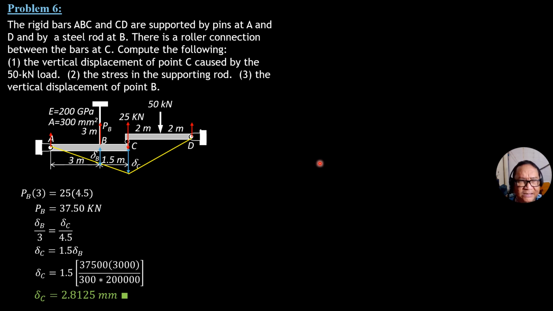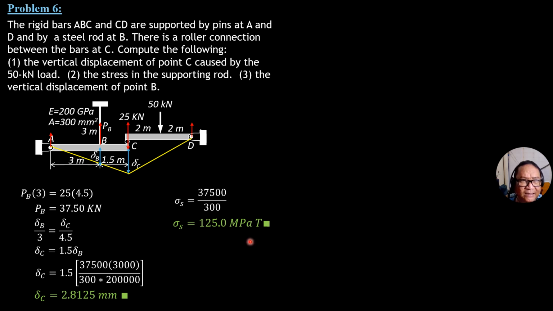Then the stress in the supporting rod. The stress is simply force, which is 37,500, over area 300. So stress in the steel rod, because that is steel, stress in bar B is force 37,500 over area. This is in megapascals, and it is equal to 125.0 megapascals, of course, tension.